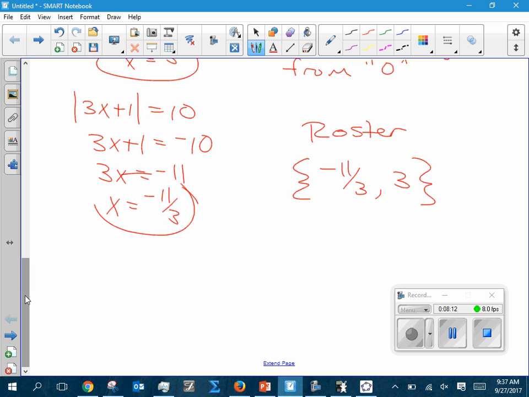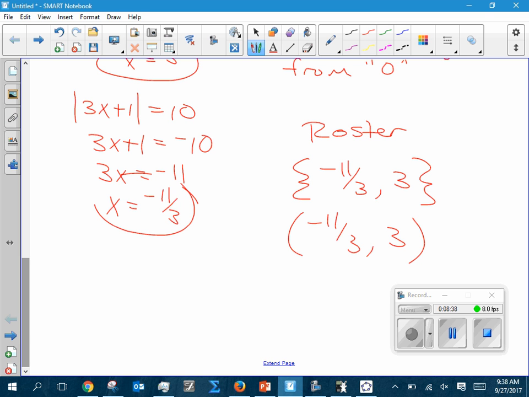There are things, though, that are infinite that we cannot count, and we have to use a different type of notation to show this, okay? So this is roster notation. Understand, if I would write it this way, that changes the complete meaning, right? Now I said there's an infinite number of values here that would work, and they go from negative 11 thirds all the way to 3, not including negative 11 thirds or 3, right? Does that make sense, everybody?